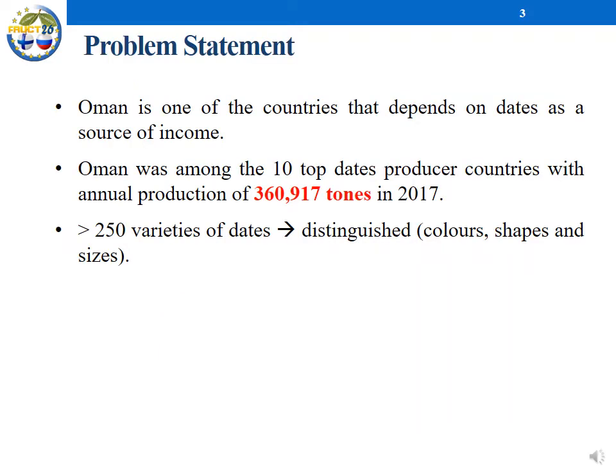In the problem statement, we can say that Oman is one of the countries that depends on dates as a source of income. It's among the top 10 dates producer countries with annual production of about 260,000 tons in 2017, and every year around this amount. It has more than 250 varieties of dates. These varieties can be distinguished based on their color, shapes, and size.